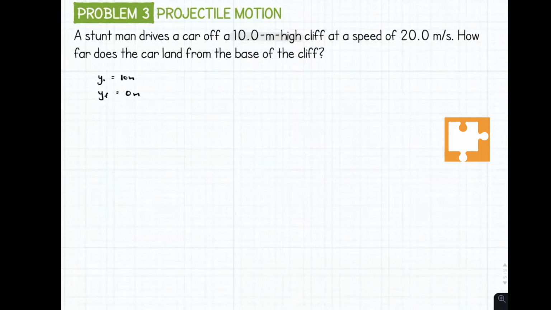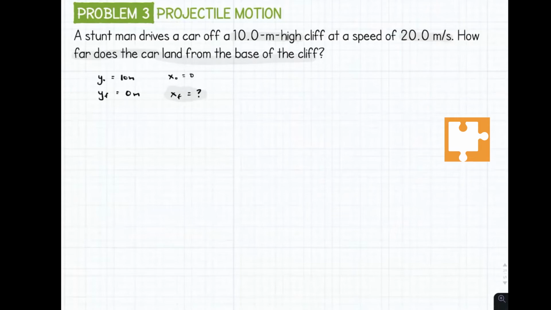The next thing we see is we have a speed of 20 meters per second. That's a velocity. Is it in the X or Y direction? X. So remember, let's say, what's X initial? What would we usually call that? 0, right? Because it doesn't give us a lot of information about it. We're going to be finding X final, right? That's our thing that it's asking for because it says, how far does the car land from the base of the cliff? That's X final, okay?